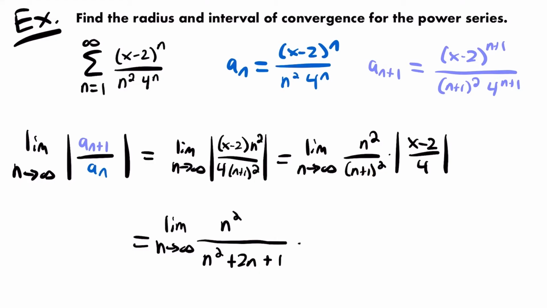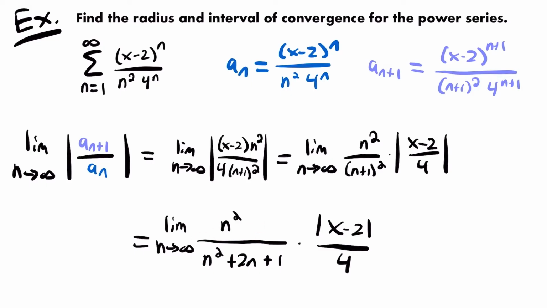Okay? And then we need to multiply this by the absolute value of (x − 2) divided by 4. We don't need the absolute value bars around 4 because 4 is always positive. And now we can evaluate this limit as n approaches infinity. Note that we have a rational expression where the numerator and denominator are both algebraic. And so what we can do is look at the highest powers of n in the numerator and denominator, and depending on whether they are equal or one is bigger than the other, we can make a quick decision about what this limit is.